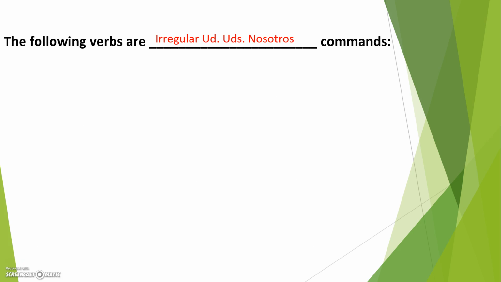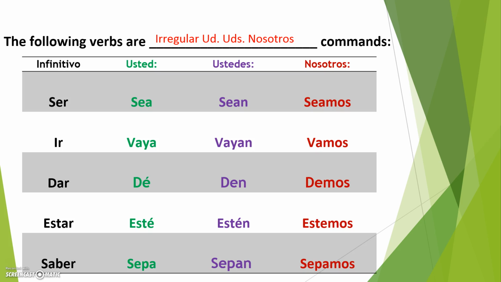The following verbs are irregular in usted, ustedes, nosotros commands. So remember, with tú affirmative commands, we have to memorize Vin Diesel has 10 weapons. When they were tú negative commands, that's when we had the dishes. With irregular usted, ustedes commands and nosotros, now you have your sides.